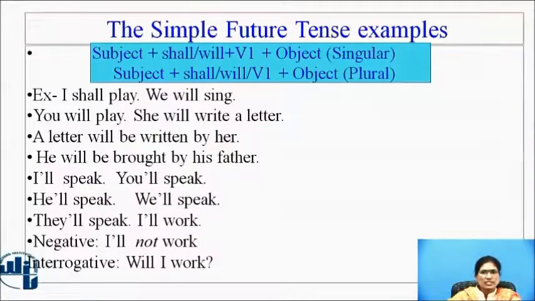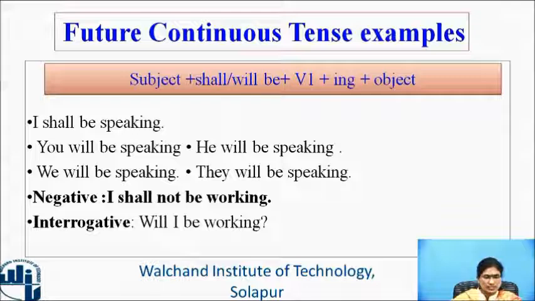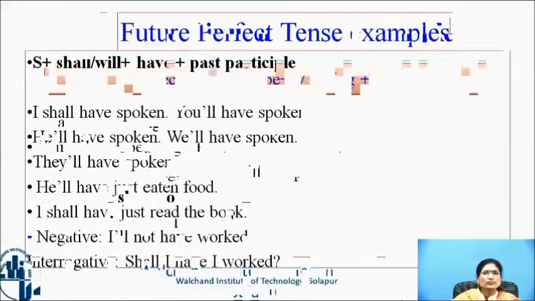The simple future tense examples: I shall play, we will sing, a letter will be written by her, he will be brought by his father. In negative, I will not work. Interrogative, will I work? For future continuous tense examples: I shall be speaking, I shall be writing, you will be speaking, he will be speaking. In negative, I shall not be working. In interrogative, will I be working?